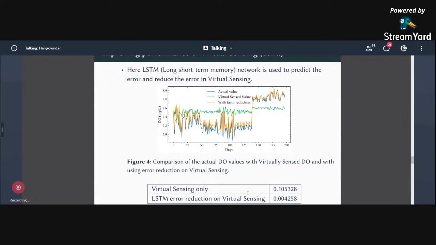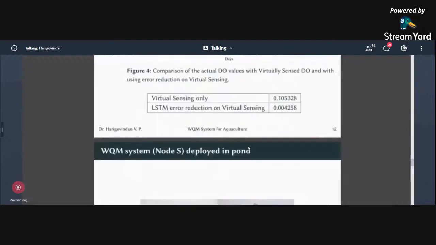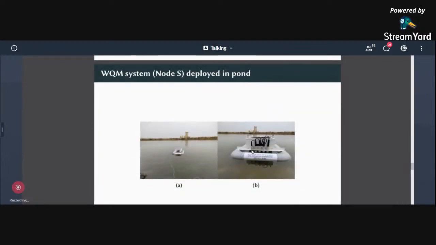Here the actual value is shown in the blue color, and the virtually sensed values are shown in the green color. The virtual sensing along with machine learning results are shown in yellow color, and you can see that it is very close to the actual values. Next.